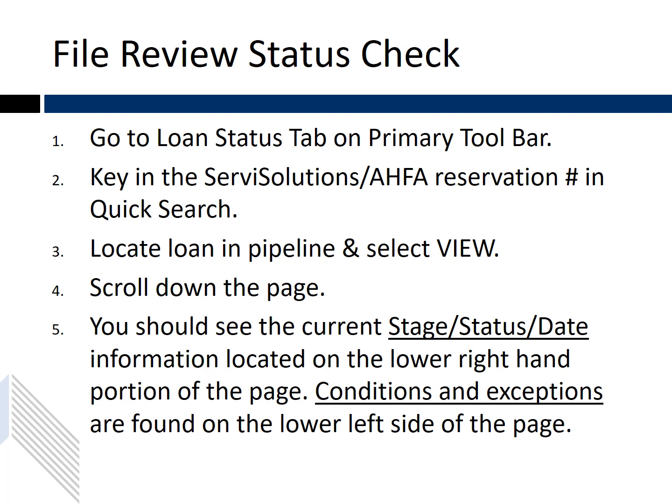When you're ready to check the status of your closed file submission, go to the Loan Status tab on the primary toolbar. Input your Service Solutions AHFA reservation number into the quick search and locate the loan in the pipeline. Then select View. Scroll down the page and you should see the current stage, status, and date information located in the lower right-hand corner of the page. The conditions and exceptions information is going to be found in the lower left-hand section of the page.